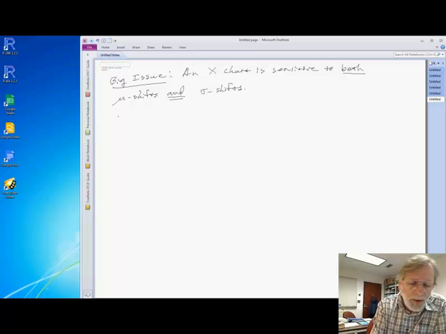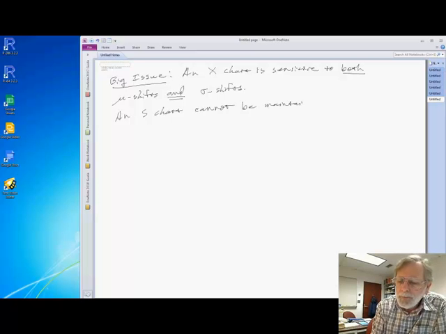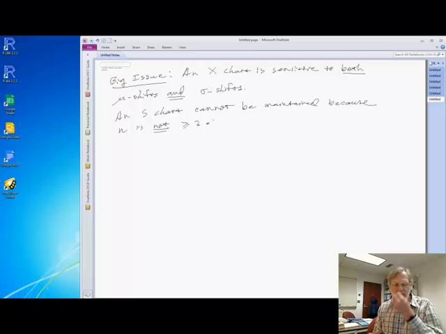No can do. An S chart cannot be maintained because n is not greater than or equal to 2. So you can't run an S chart, because I just said a little while ago, you'll get 1 over 1 minus 1, and that's a no-no.